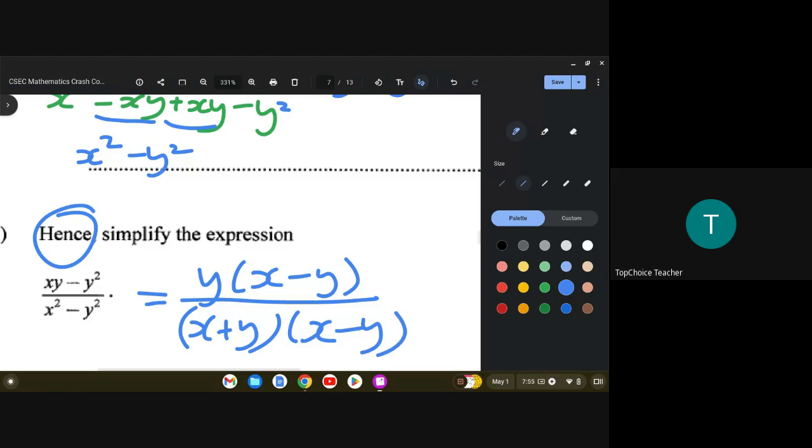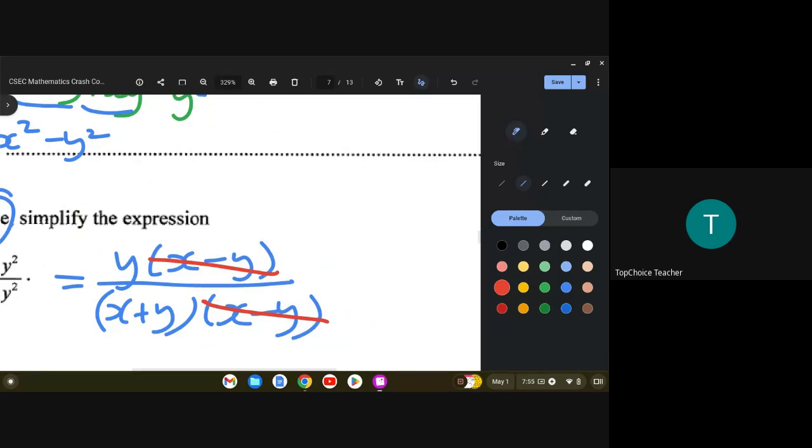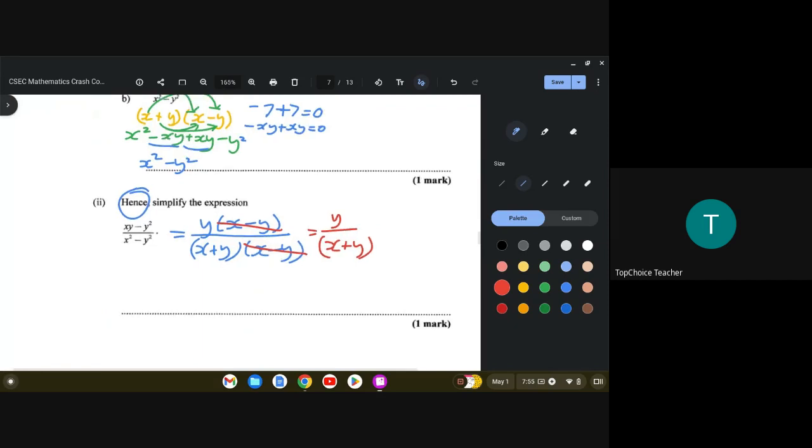Can we simplify this? Is there anything we could cancel out there? Yeah, we have an x minus y here. Let me use red. And we have an x minus y there. You all saw that? They can cancel out because they are the same. So what are we left with? Very good. Y over x plus y. Right, and that's the answer. I will accept that. That's just one mark.